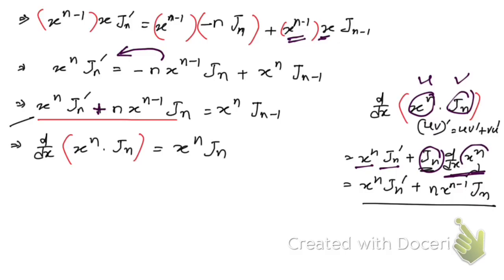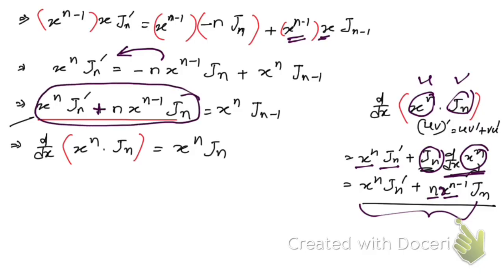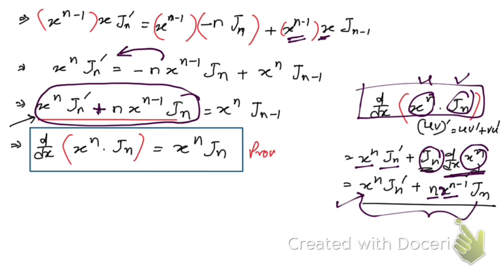And d/dx of x to the power n into x to the power n minus 1, this result is nothing but the left hand side. So we can replace this by this term. I hope you have understood this, because this step is obtained by differentiating this. So here is the formula, the 6th recurrence formula.